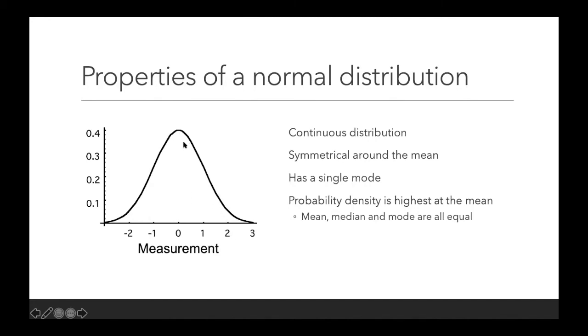In addition, the normal distribution has only a single mode. Finally, the probability density is highest at the mean value. And what I mean by this is that the most common observation is the mean of the population. And so in this distribution, the mean, the median, and the mode are all equal to one another.